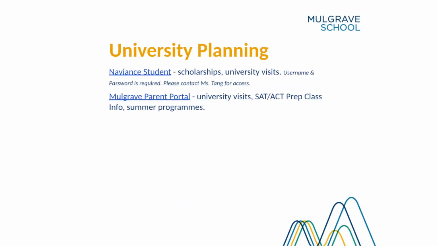Finally, we have students do work through Naviance Student. This is particularly important for students in grade 11 to 12, and Mr. Atherton has sent out the password for the parents and students in grade 10. If you do have any issues with that, you can contact Ms. Tang. On Naviance Student, this is where students will indicate the universities or colleges they're interested in attending.